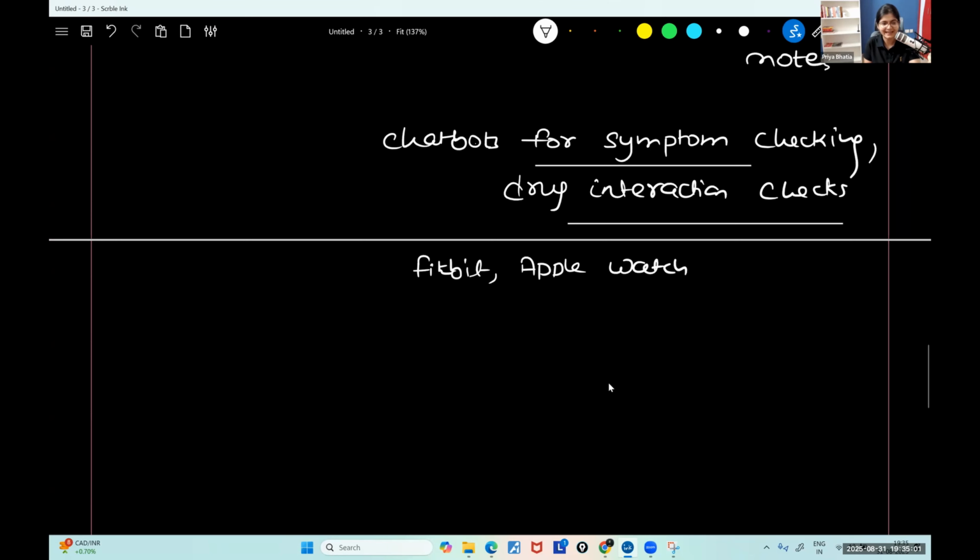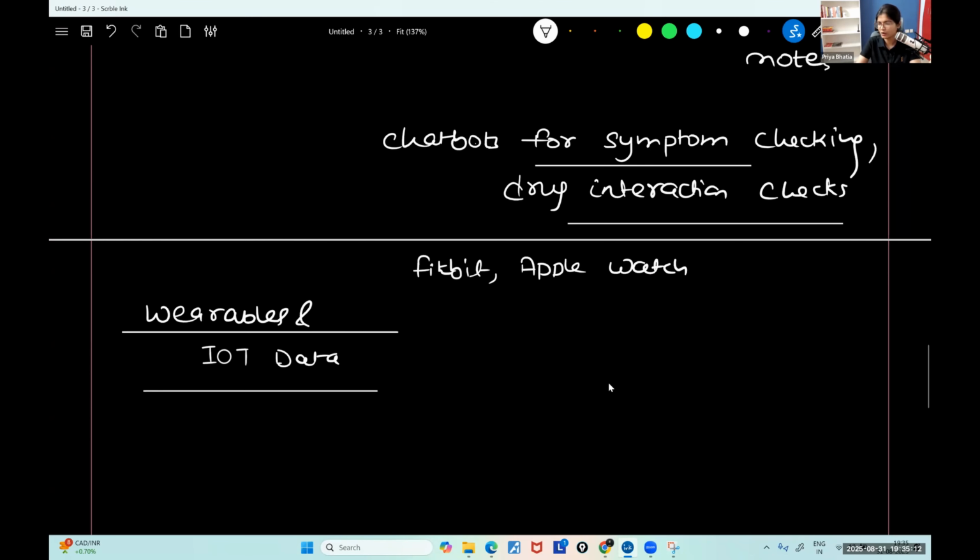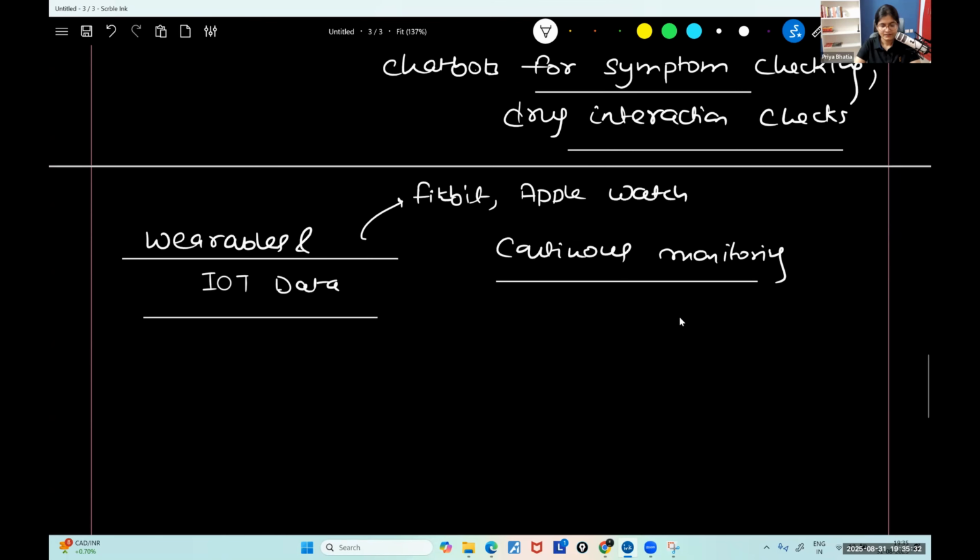Basically, this is a separate category in healthcare which is very trendy nowadays: wearables and IoT data. Nowadays, people are a lot more conscious. They really want continuous monitoring of their steps, their heart rate, their sleep quality, and that can easily be done with the help of these watches that we have nowadays, right?